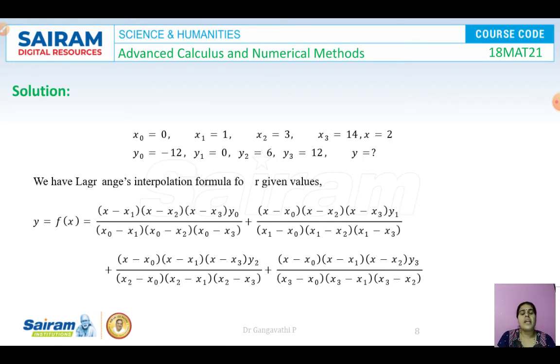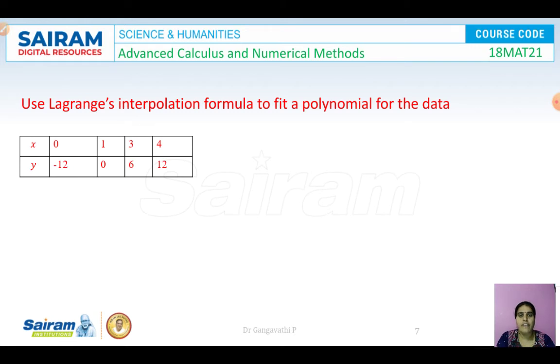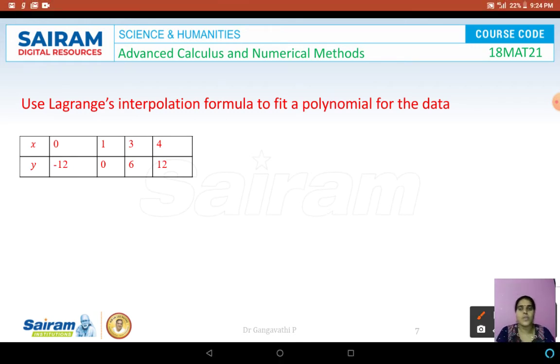Similarly, as in the previous case, no value of x has been given, so we will keep x as it is, and y also as it is. So x0 is 0, x1 is 1, x2 is 3, x3 is 4. And the value of x where we have to find the value of y is 2, though here it is not given. So we have to find y when x is equal to 2. That is the question.